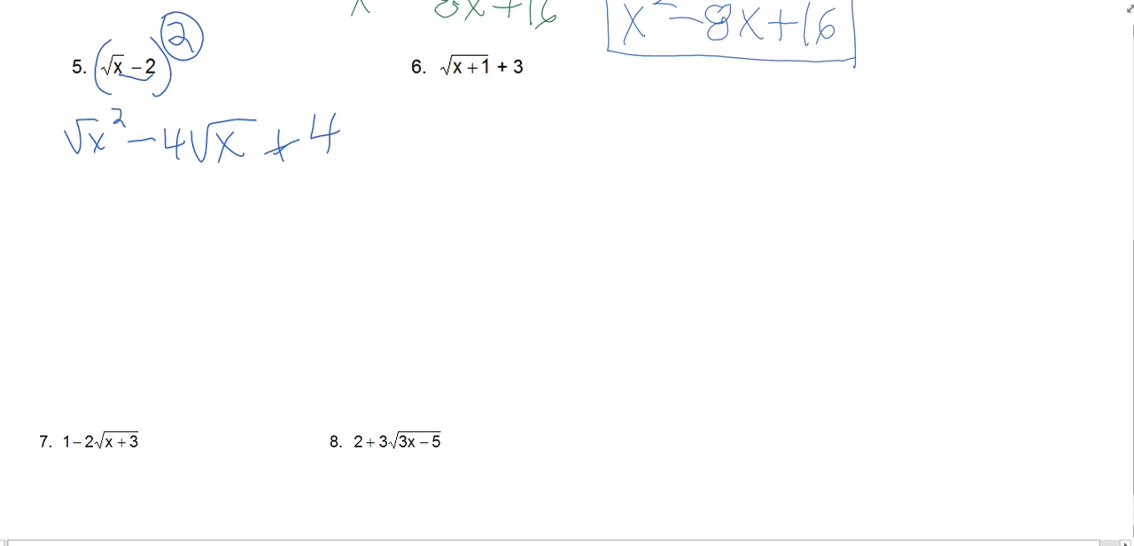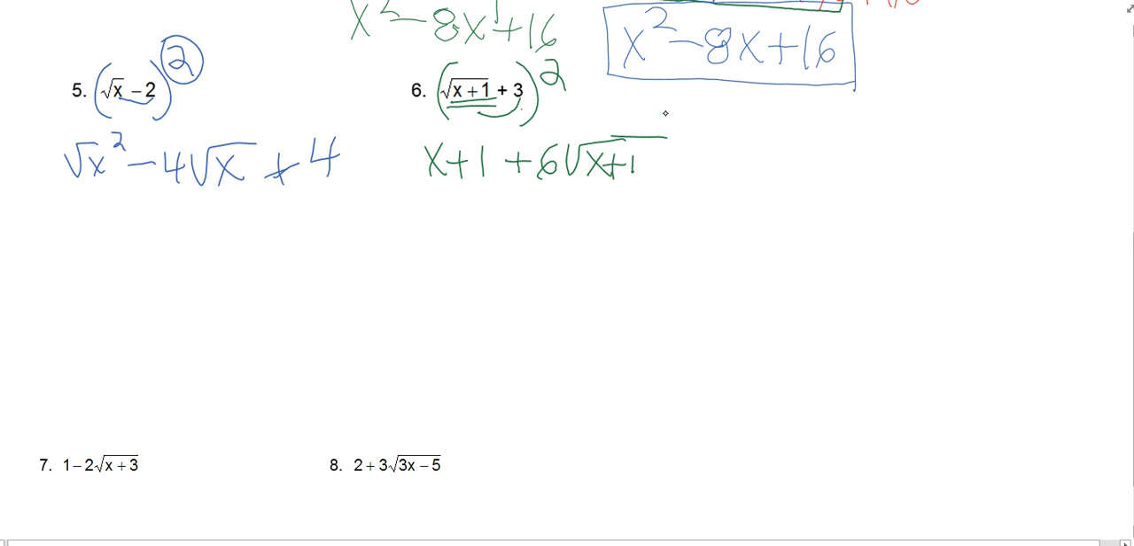Let's take a look at another example here, number 6. And of course we're just doing the same thing. We're squaring it, and we'll pick up the pace a little bit here. Here we have x plus 1. When we square it, the square root cancels out. And then we're multiplying 3 times the square root of x plus 1, and then we're going to double that. So 3 doubled would be 6. So we have plus 6 square root of x plus 1. And when you square 3, you get 9, correct?